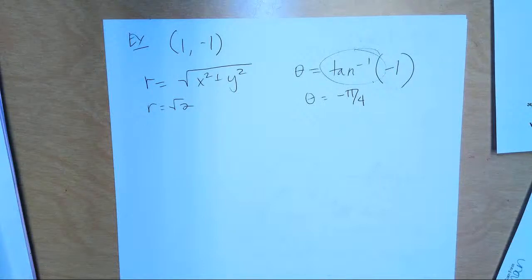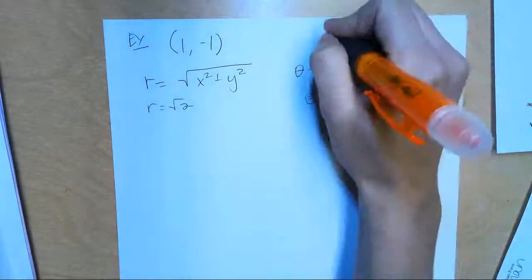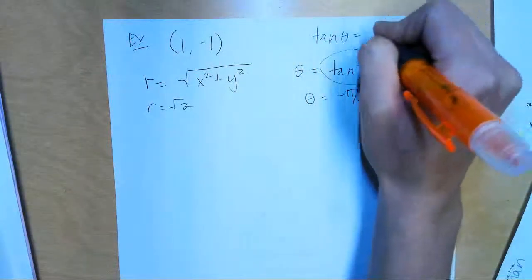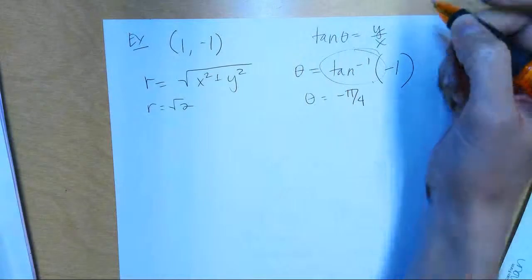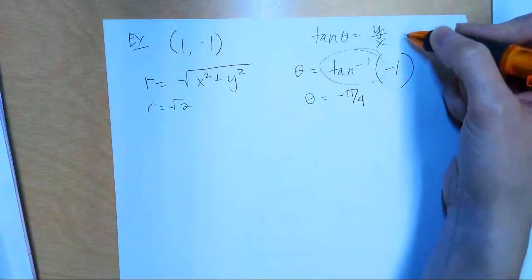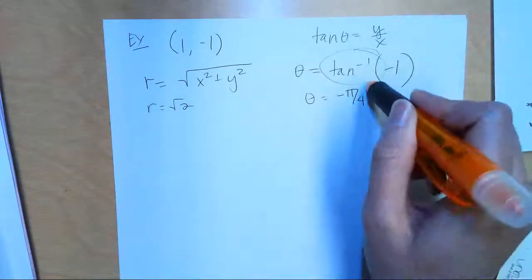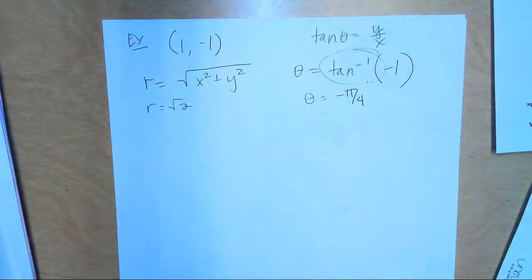But notice that the original relationship, tangent of theta is y over x, doesn't have a limited range. And the range is going to be the input for the inverse tangent. So you have to be careful using inverse tangent, anytime you use it, not just here. Okay.